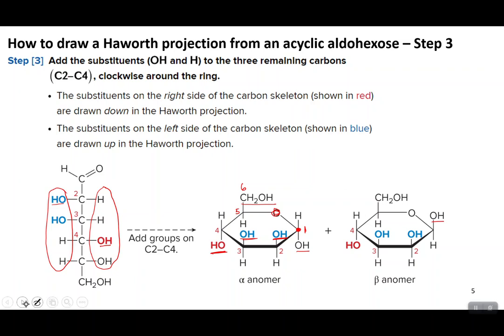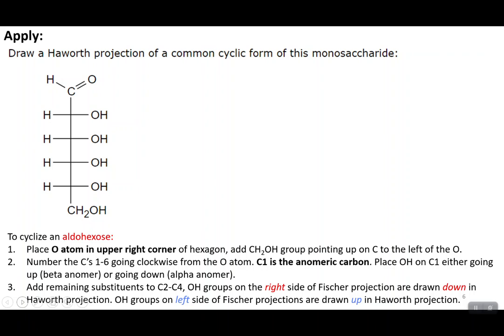Let's do an example. I have written the rules that I just went through. I kind of summarized them here to help us work through these problems. All right. So again, the very first thing I will always do is number my Fischer projection formula or structure. And then recall that at each cross there is a carbon. Okay. So I recognize this is an aldohexose.